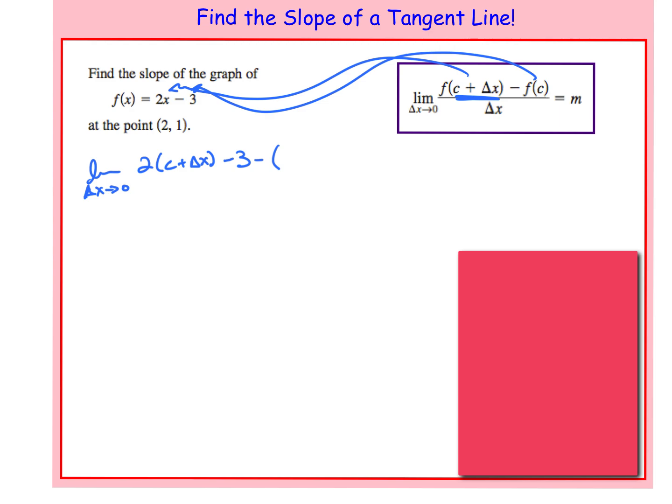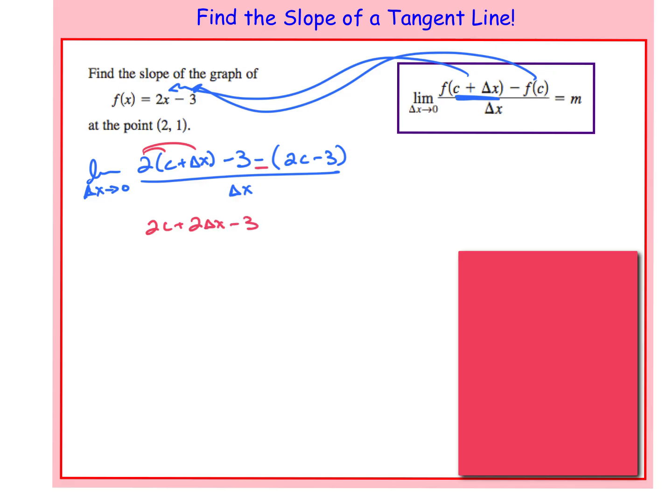So now I have 2c minus 3 all over delta x. Now we're going to distribute this 2. So we have to start simplifying. So we're going to distribute this 2. So now what do we get? 2c plus 2 delta x. Then I still have minus 3.